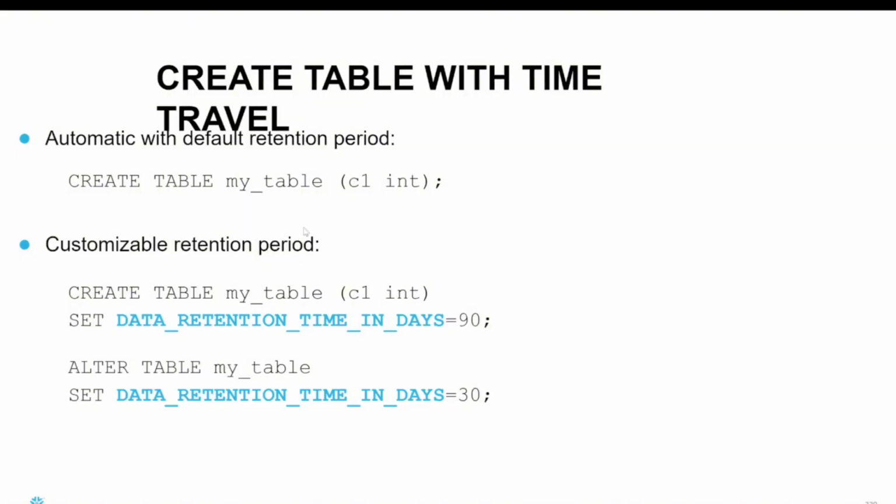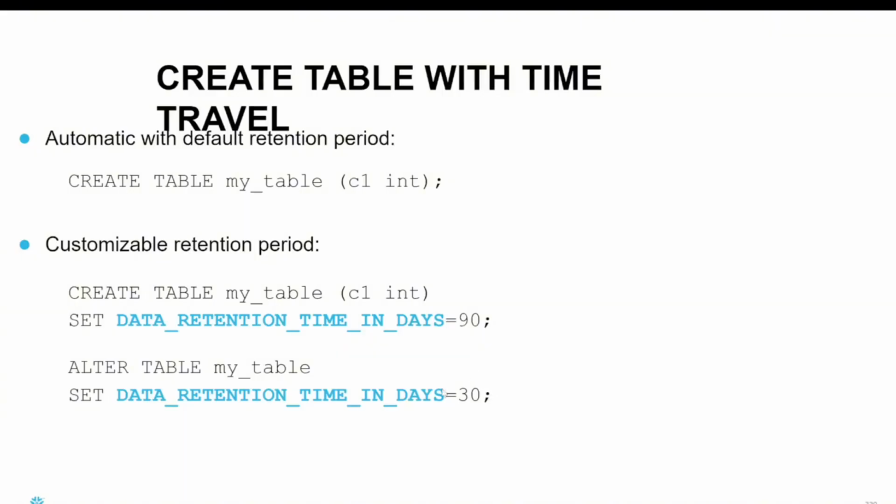But if you want to customize this retention period based on your own use case, you can apply it to a particular table. So let's say you want to create a table, my table, with a retention of 90 days. You just need to run the same command, create table, my table, with the column name, and you want to set the data retention time in days. This is the feature you have to set to 90 days, right? If you run this command, this table, my table, will be created with a data retention of 90 days. If you want 30 days, you just change the parameter from 90 to 30, and the table will be created with a 30 days retention. So this is how you can create a table with time travel.